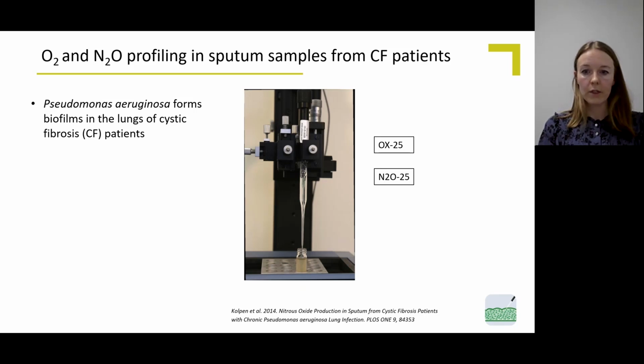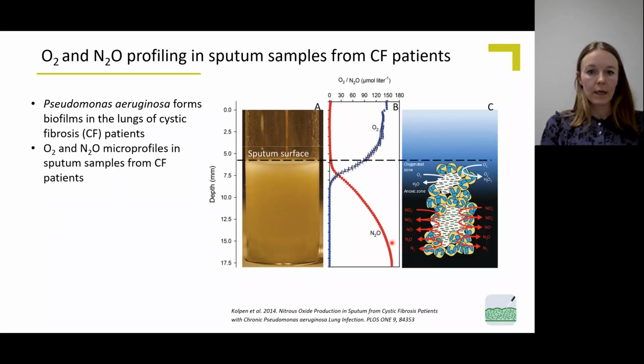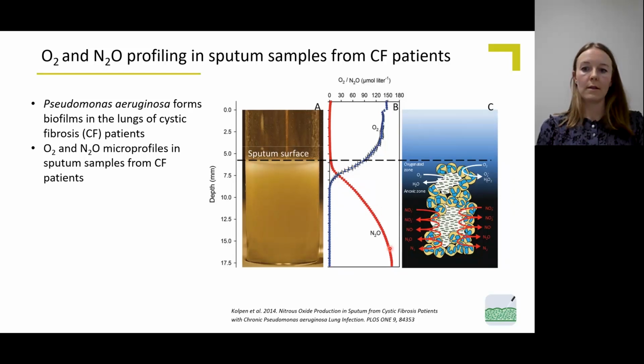The researchers here collected sputum samples from cystic fibrosis patients and then placed them in these glass vials. And they then made oxygen and nitrous oxide microprofiles throughout the sputum samples. You can see here that there was a lower anoxic zone and that nitrous oxide started to get produced. Nitrous oxide is an intermediate in the denitrification pathway, and these results indicated that the bacteria may require energy for growth by denitrification when oxygen is absent.